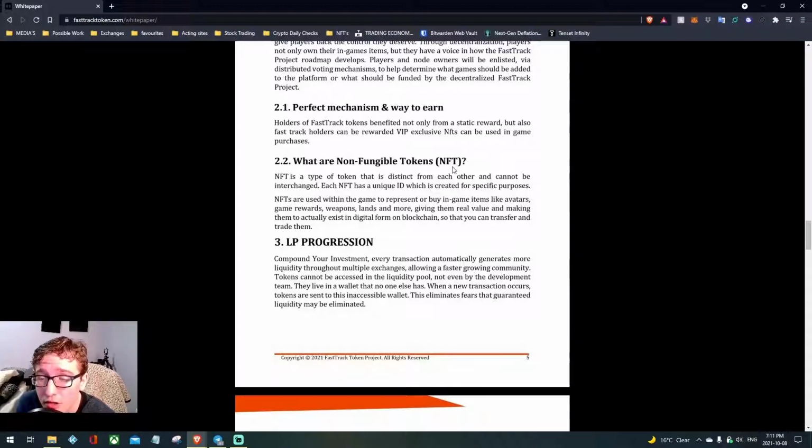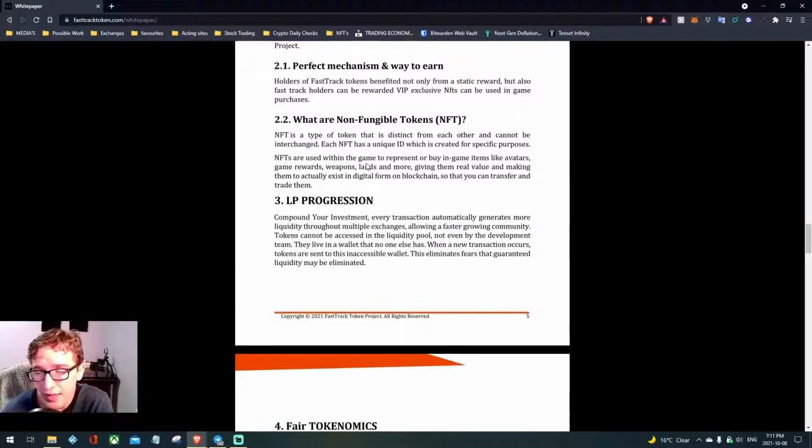What are non-fungible tokens? NFTs for short. An NFT is a type of token that is distinct from each other and cannot be interchanged. Each NFT has a unique ID which is created for specific purposes. NFTs are used within the game to represent or buy in-game items like avatars, game rewards, weapons, lands, and more, giving them real value and making them actually exist in a digital form on the blockchain so that you can transfer and trade them.